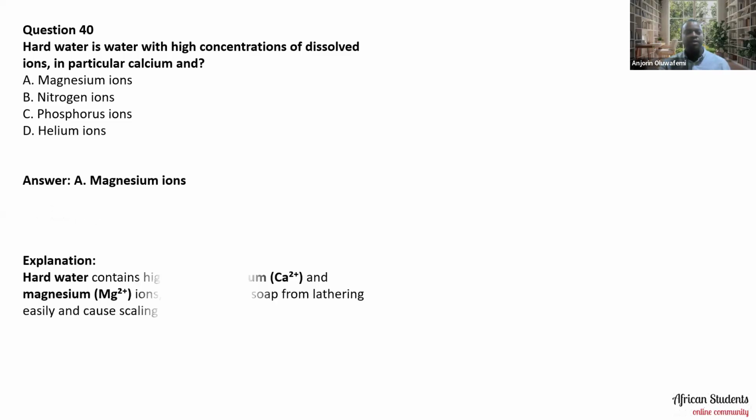Hard water is water with a high concentration of dissolved ions, in particular calcium and, is it magnesium ions, nitrogen ions, phosphorus ions, or helium ions? So the answer to this is magnesium ion. Hard water contains high levels of calcium and magnesium ions, which prevent soap from lathering easily and cause scaling in pipes.